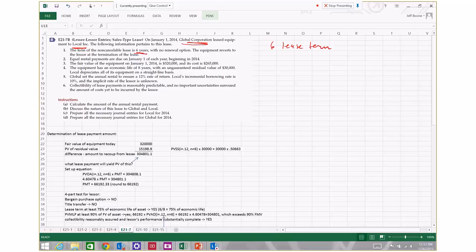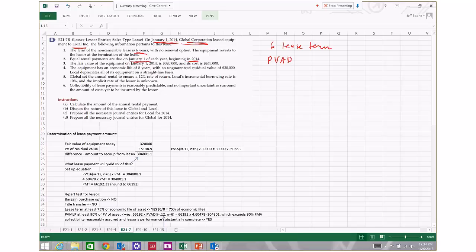Rental payments are due on January 1st, beginning in 2014. So today is January 1st, 2014. Since the first payment is due today, the significance of that is that in our present value calculations, we've got a present value of an annuity due and not the present value of an ordinary annuity.